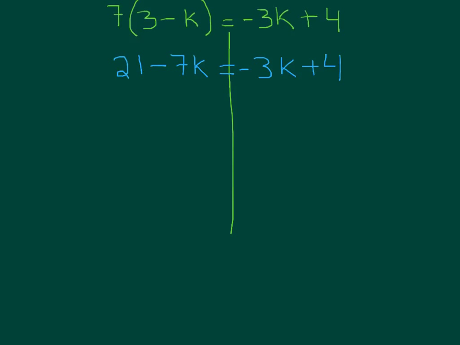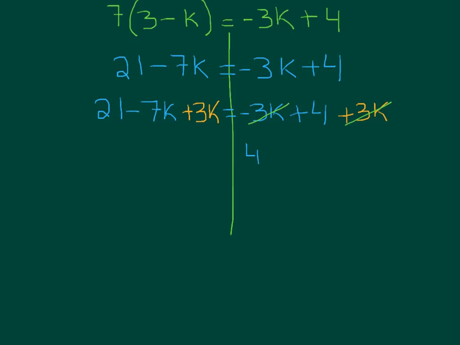So I'm going to add 3k to both sides. So my negative 3k, positive 3k, they cancel out on the right, and I'm left with a 4 equals, on the left, I have 21 minus 7k plus 3k, that would be minus 4k. And now to a two-step equation, I need to move the 21 to the other side, and since 21 is positive, I'm going to subtract it on both sides.